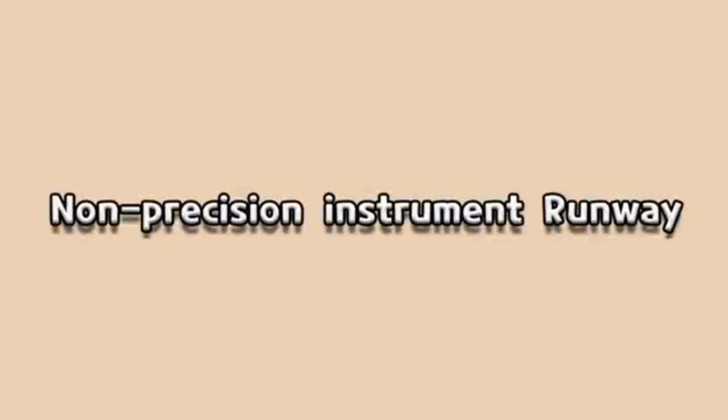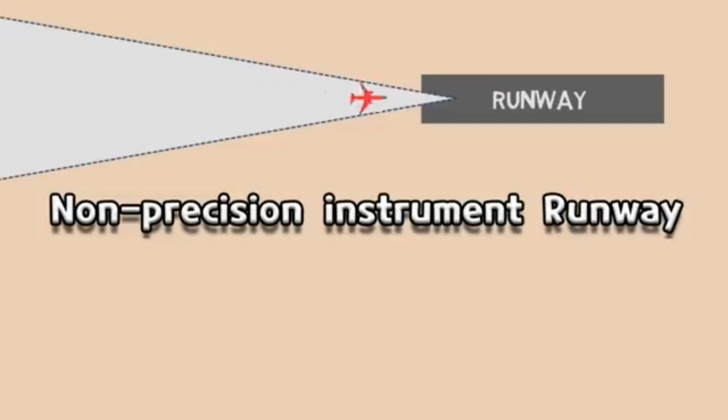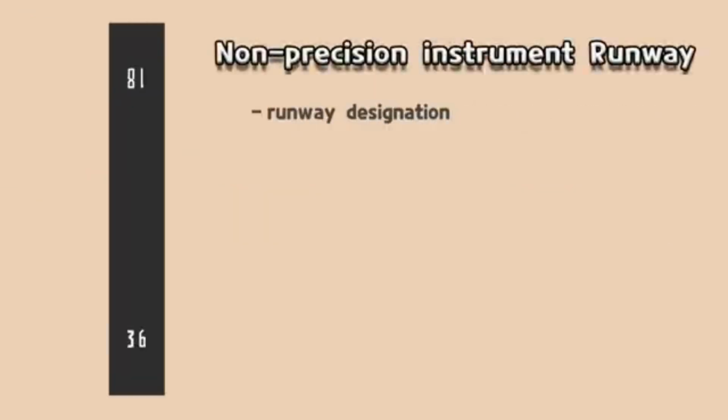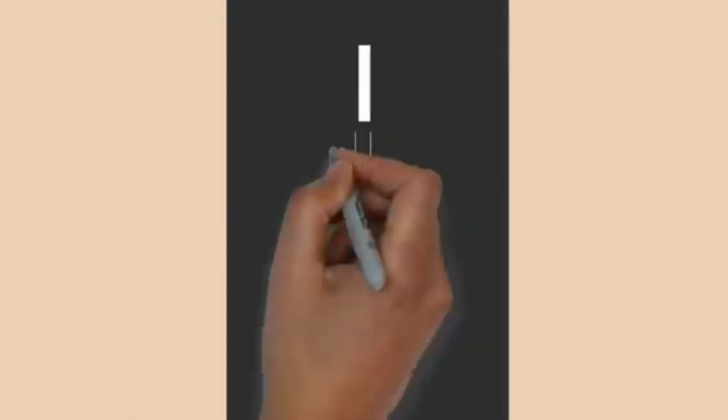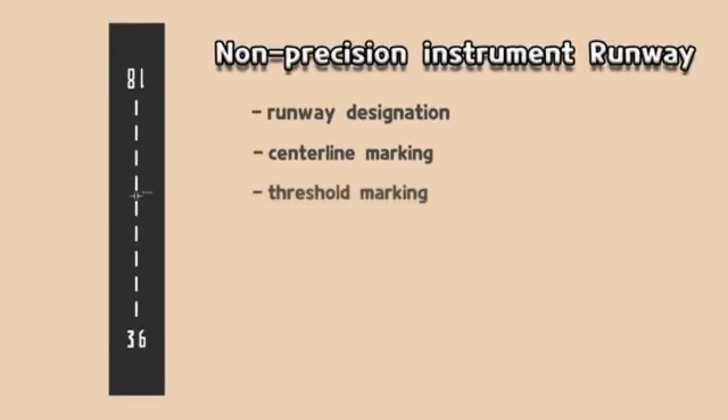Non-precision instrument runway is a runway having an existing instrument approach procedure utilizing air navigation facilities with only horizontal guidance. The non-precision runway has several additions from the basic form of the visual runway. First, the minimum width of each centerline stripe is 18 inches. Second, threshold marking is added.